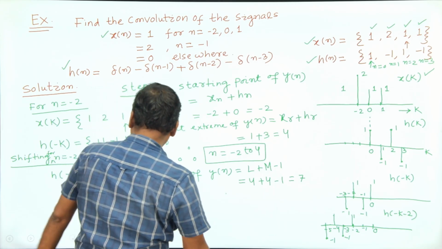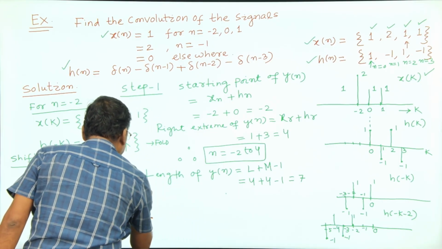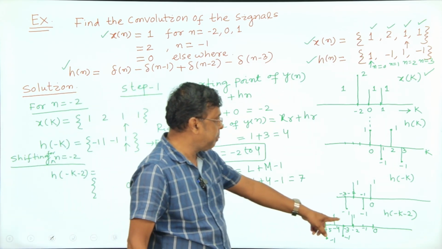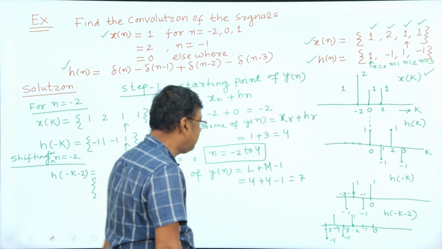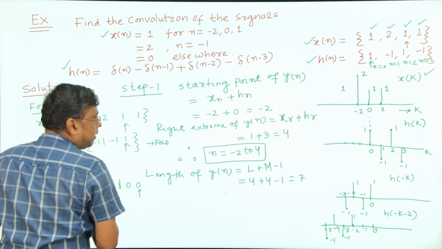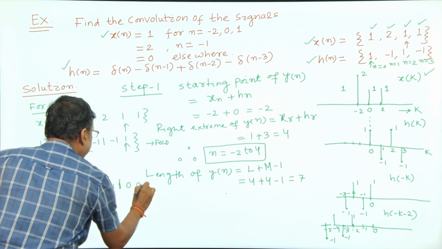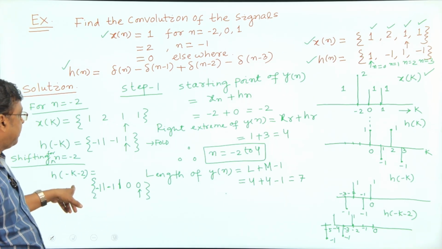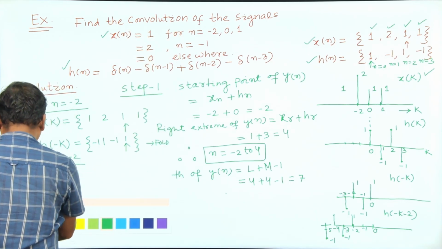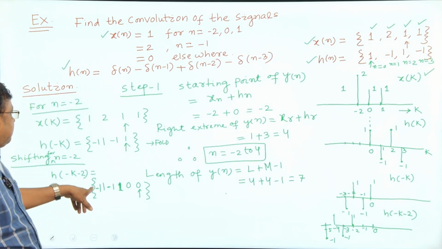If you observe in sequence representation, h of minus k minus 2: first this is your 0, there is no sample at 0, no sample exists at minus 1, the arrow mark indicates 0. This is your 0, because for k equal to minus 1, there are no samples here. Then minus 2, that is 1, then minus 1, then 1, then minus 1. Okay, so this is all about h of minus k minus 2, and this is your x of k.